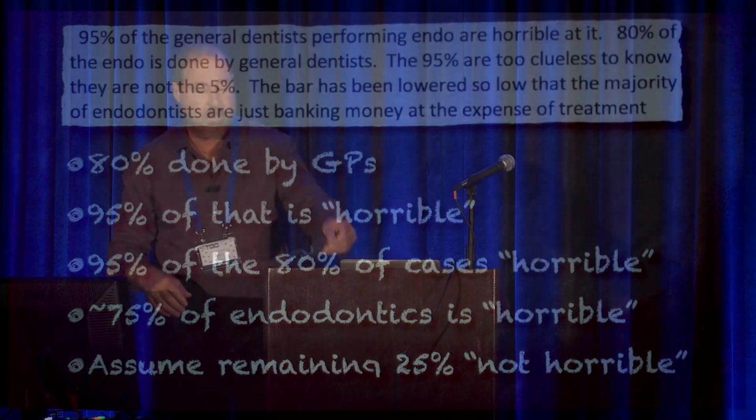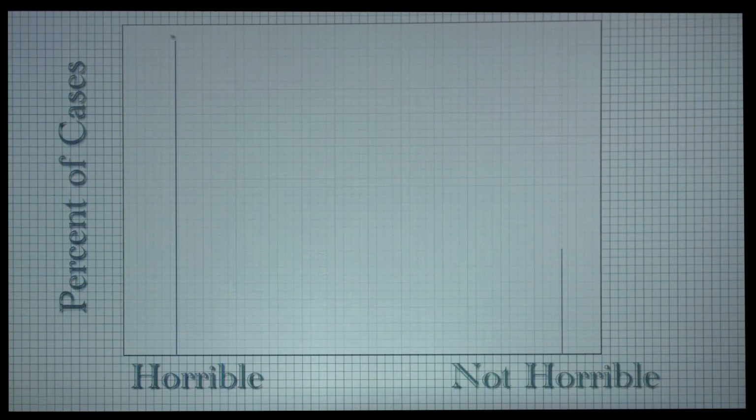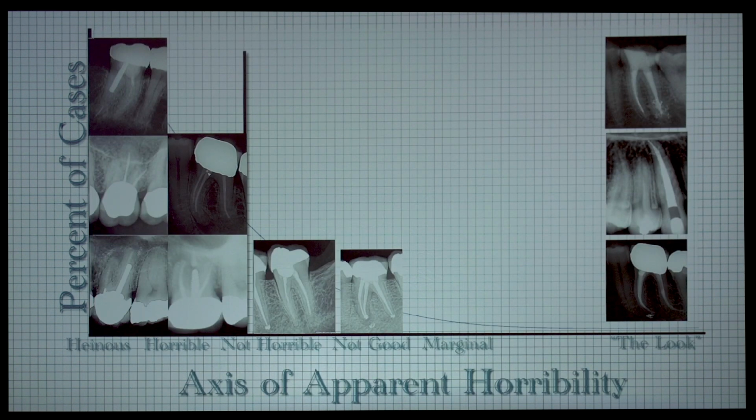What would we expect to observe from these two different, I want the word, it starts with prior. What would we expect to observe at 20 years from these two different prior probabilities? What would we expect to observe? Okay, so we have two groups. We have horrible here and not horrible out here. Okay, and this slide actually made the New Jersey meeting, the axis of apparent horribility.